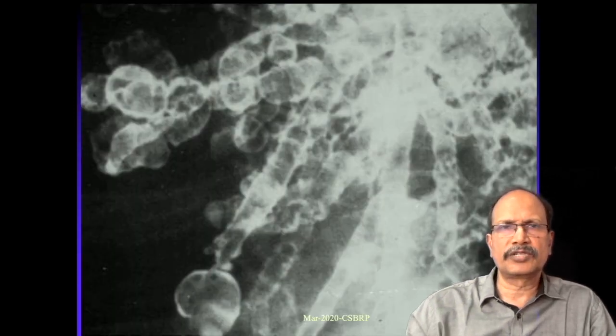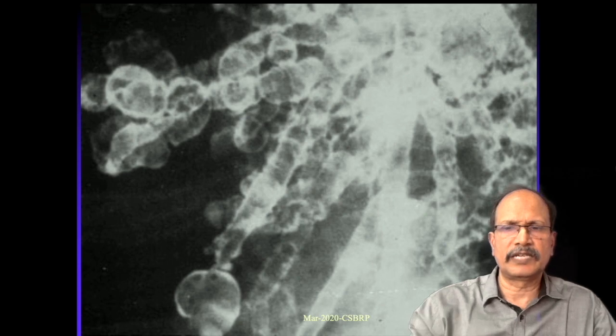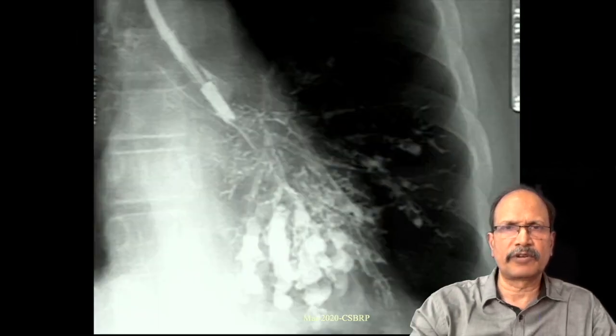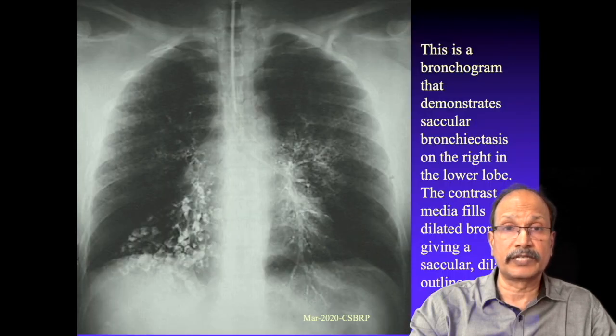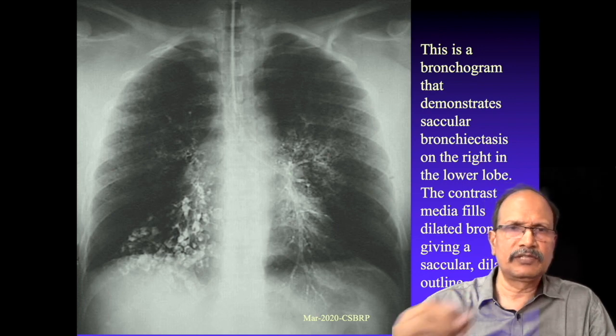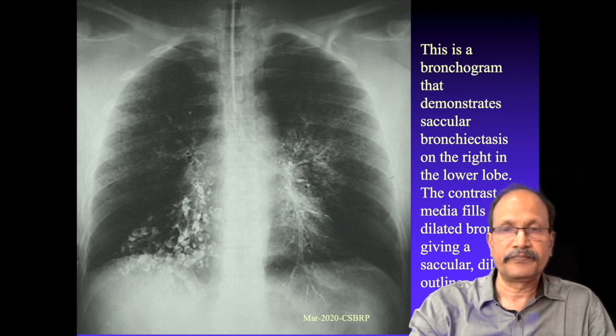So this X-ray shows the dilated bronchial tree cystically. You can see the cyst formation and dilatation, the cystic variety of bronchiectasis. Here there is uniform cylindrical dilatation, so it is the cylindrical variety of bronchiectasis. Here again you will see the cystic dilatations of the bronchial tree.